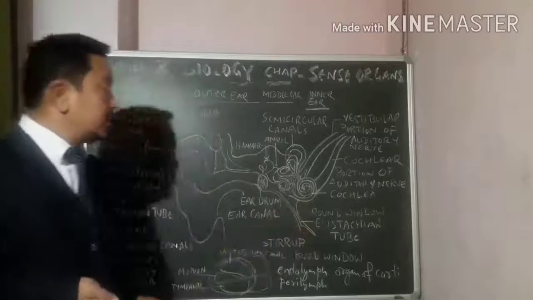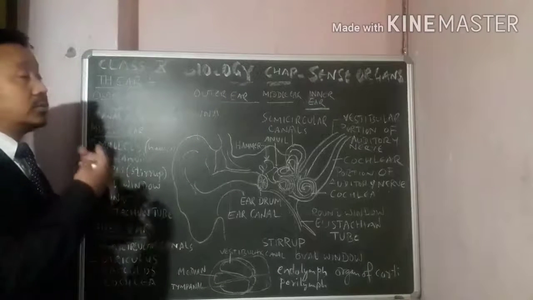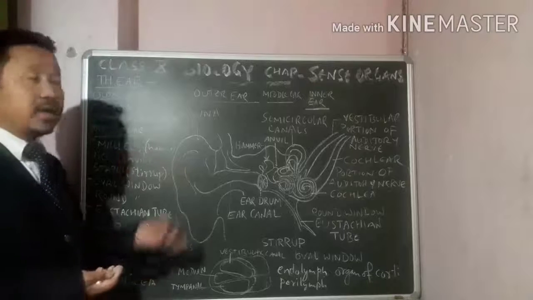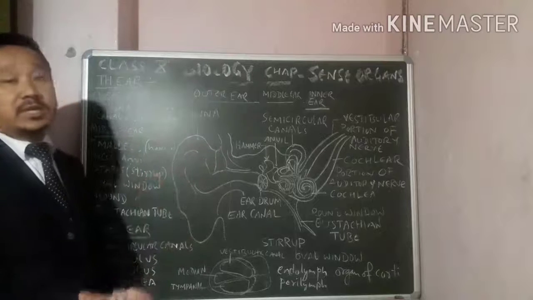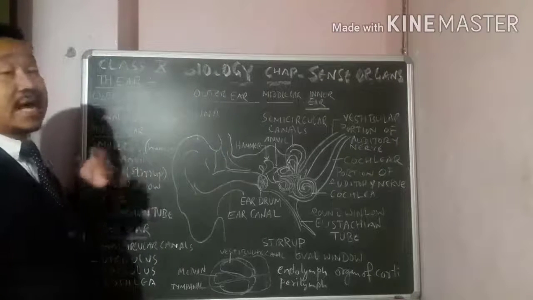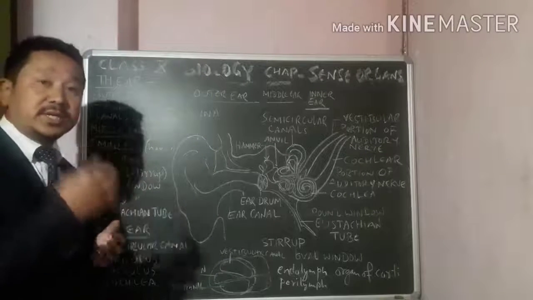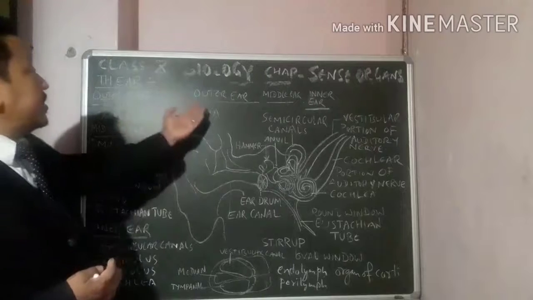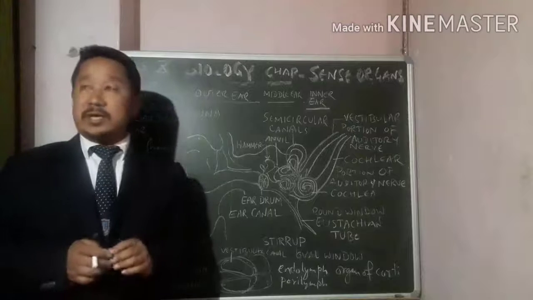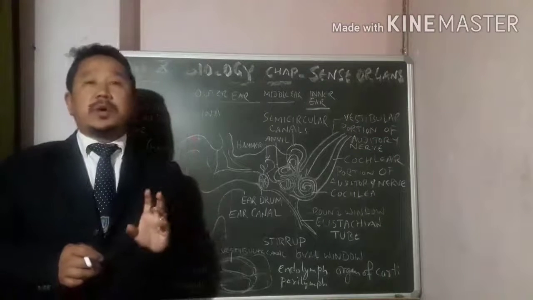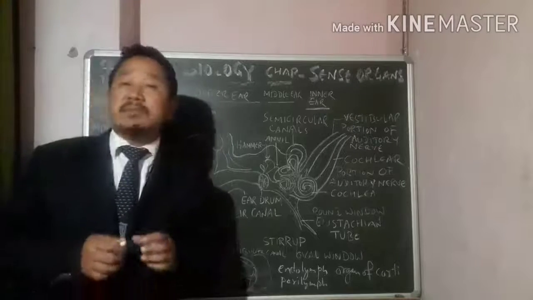So this is how the different parts of the human ear perform their function. This is the structure as well as the function of each part of the human ear, which is being discussed in three different parts: outer ear, middle ear, and inner ear. Now we'll see the functions of the ear. As you have already come to know, there are two functions of the ear: one is hearing, the other is maintaining the balance of the body.